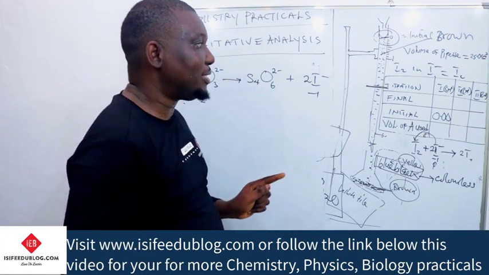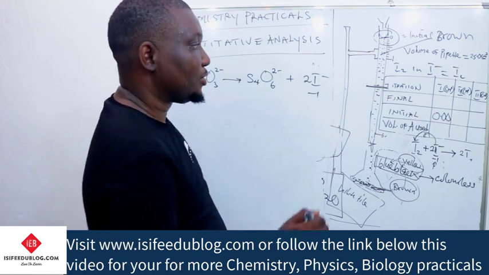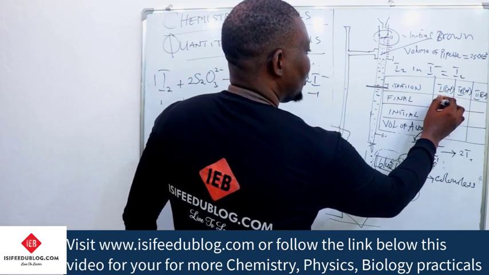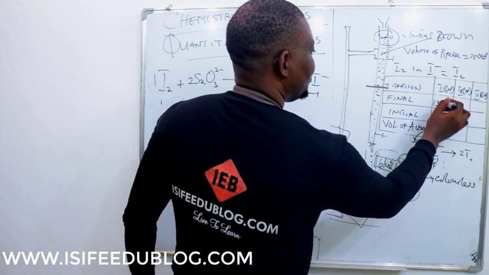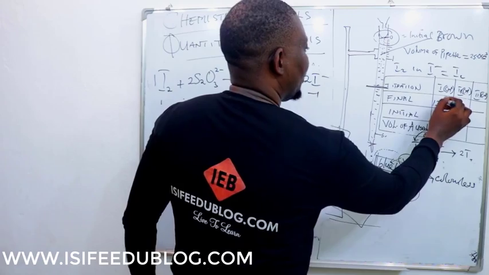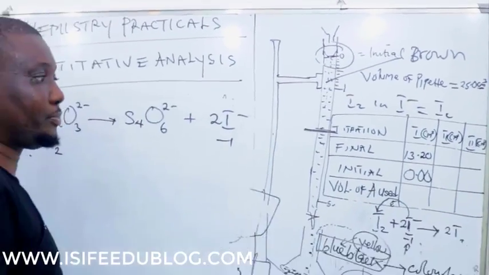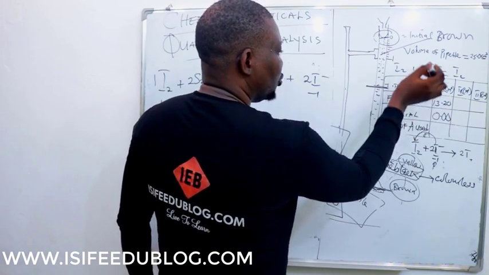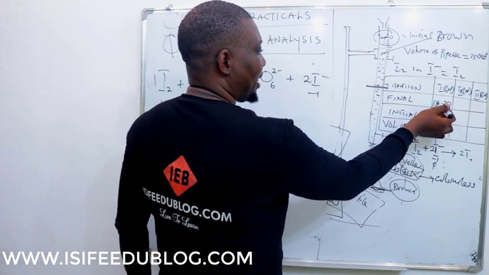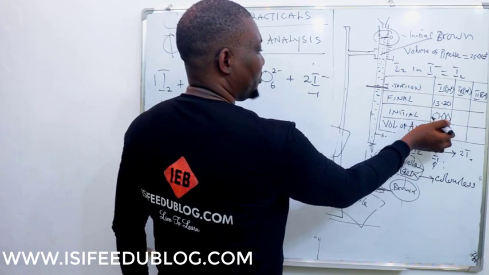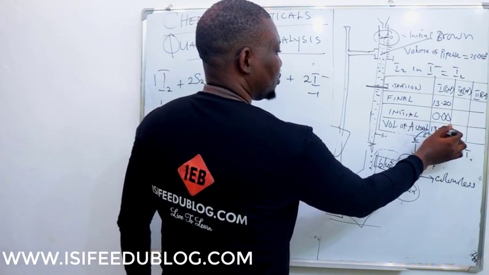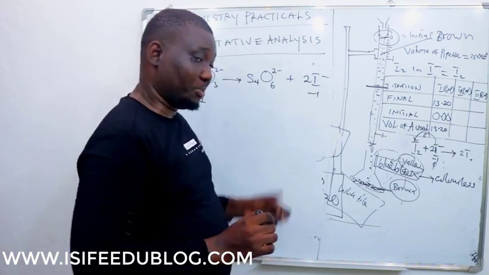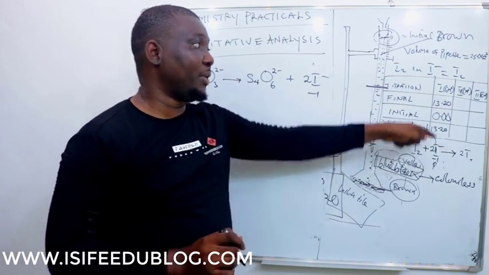That endpoint is written as the final reading. So let me assume that the final reading here is maybe 13.20. That is what I'm assuming. Then you have to ensure that you always subtract your initial from your final. So what you have is 13.20. Supposing that is what you do first, we usually call this first titration rough.